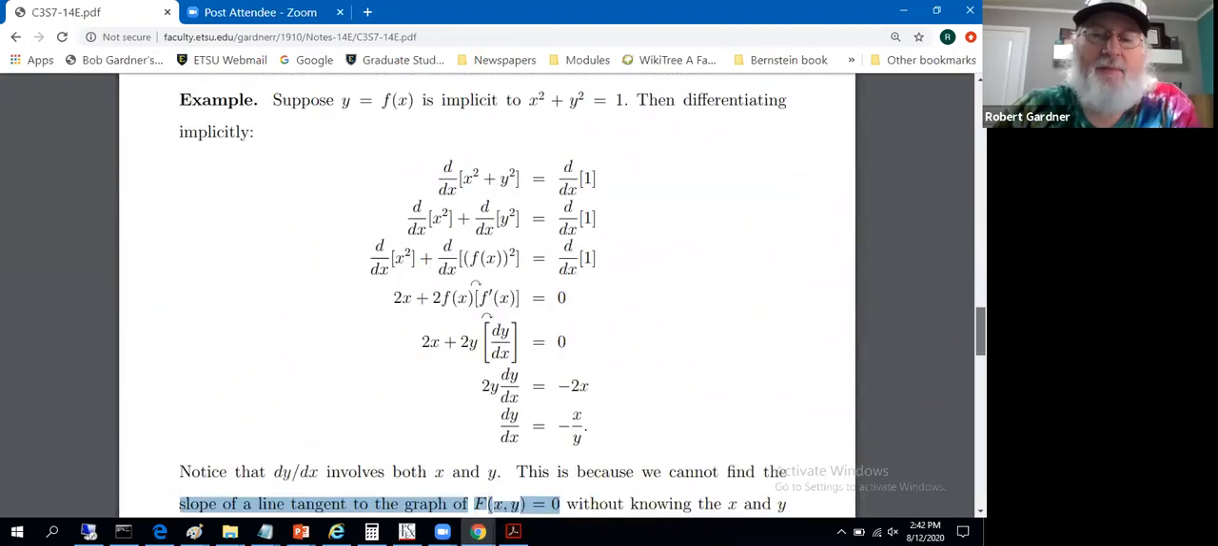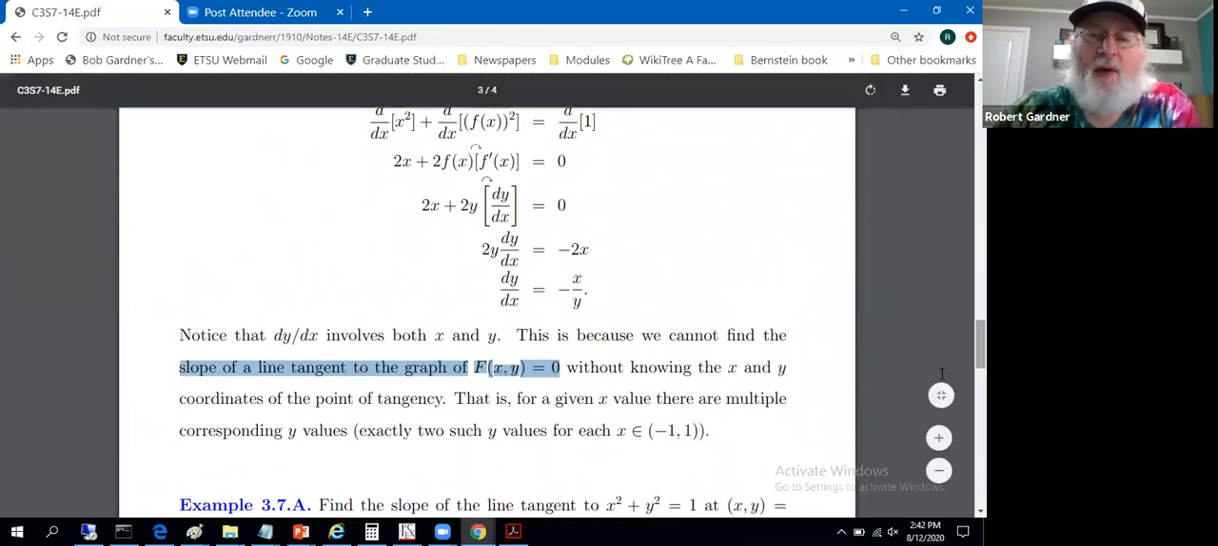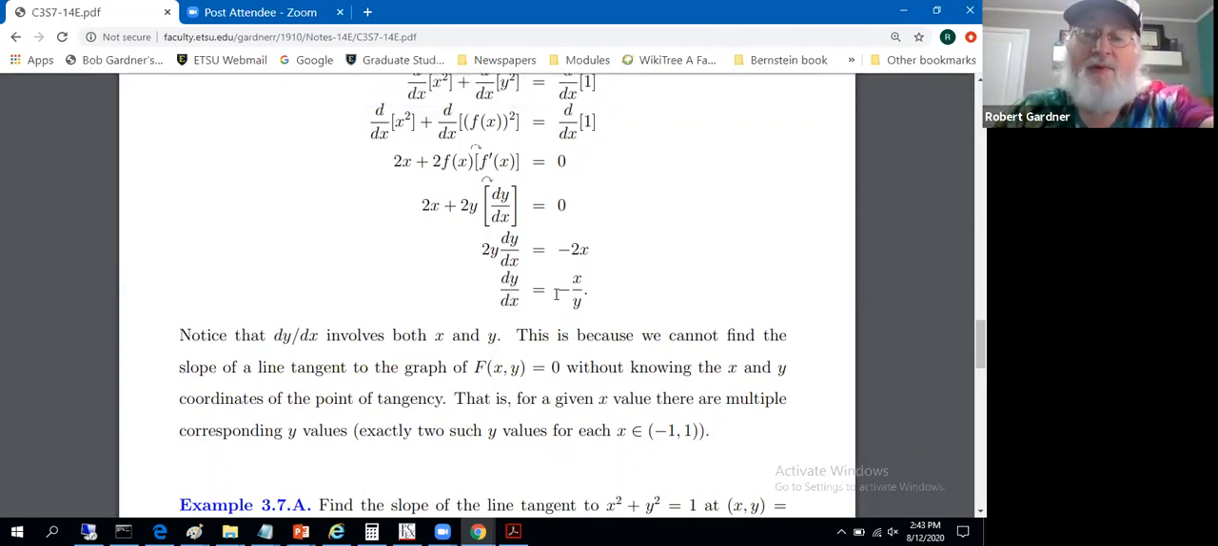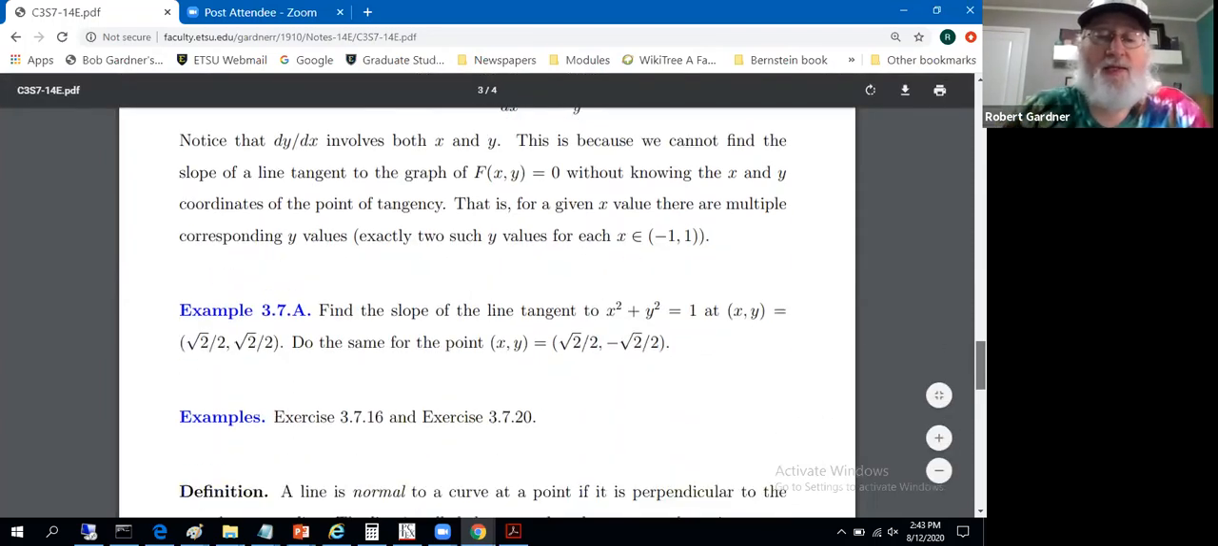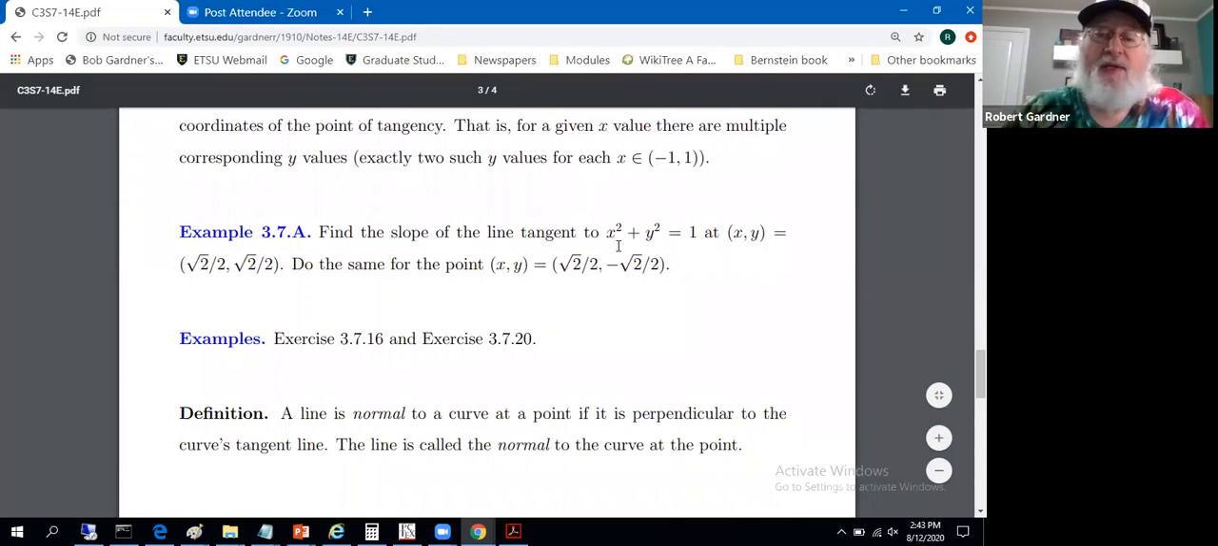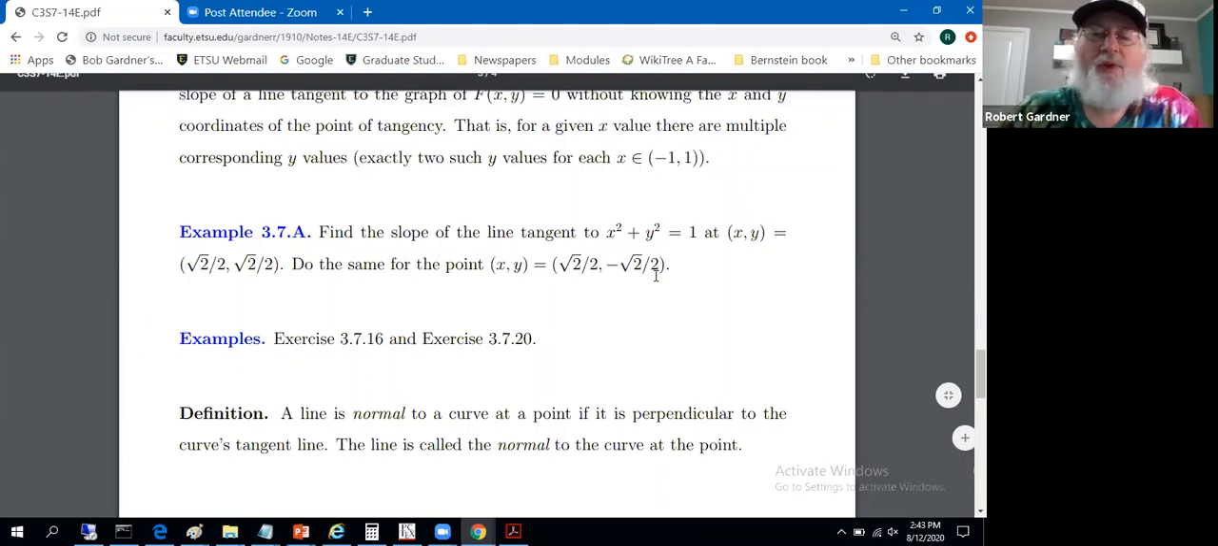So let's do exactly that. All right, I'll point out we had just seen that when we differentiate implicitly, x squared plus y squared equals 1, we get dy dx equals negative x over y. So in the next example, they want us to find the slope of the line tangent to x squared plus y squared equals 1 at the point (x, y) equals (square root of 2 over 2, square root of 2 over 2), and do the same for the point (square root of 2 over 2, negative square root of 2 over 2), and we'll draw a picture to make sense out of it.